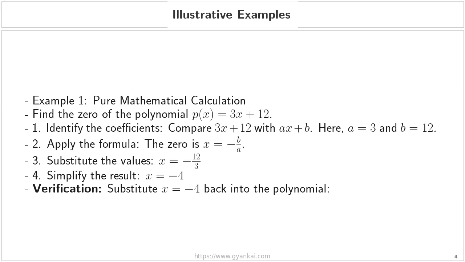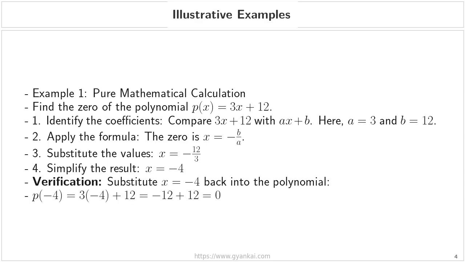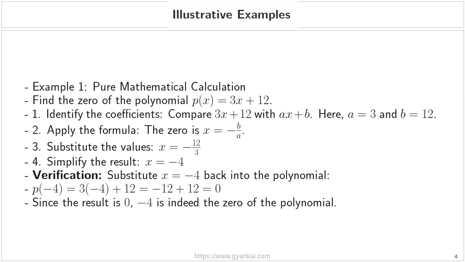To do this, we take our result, -4, and substitute it back into the original polynomial in place of x. So p of -4 becomes 3 times -4 plus 12. This simplifies to -12 plus 12, which equals 0. Because the final result is exactly 0, we have mathematically proven that -4 is indeed the correct zero for this polynomial. This same logic of substitution will be very helpful when we look at how these polynomials apply to real-world scenarios in the next slide.